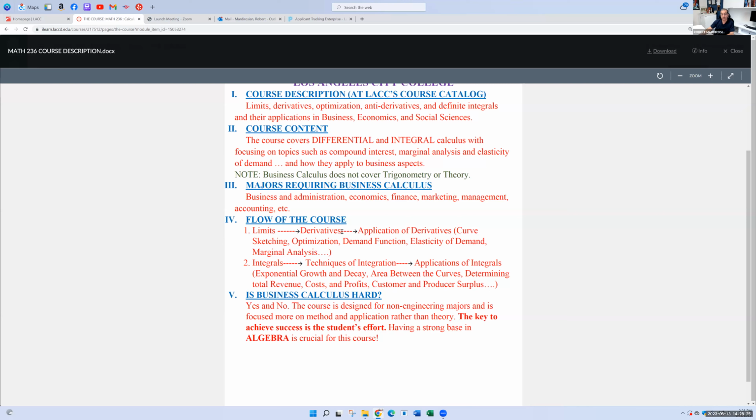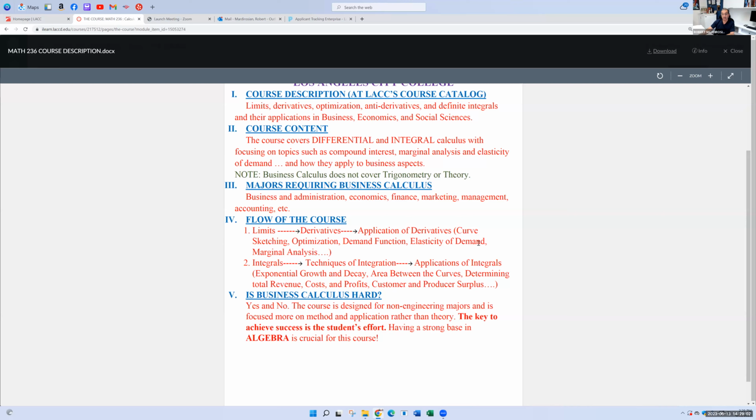Once you master derivatives, then we get into the application of derivatives, which I listed some of them here, like curve sketching, optimization. Optimization means minimizing and maximizing. A simple example of that in the business world is if you have a company, you want to know how to minimize the cost and maximize the profits. And you will learn how to do this by using calculus, and it's pretty interesting.